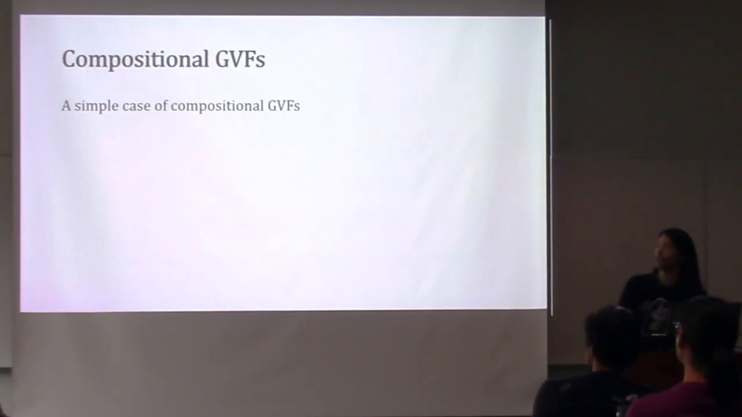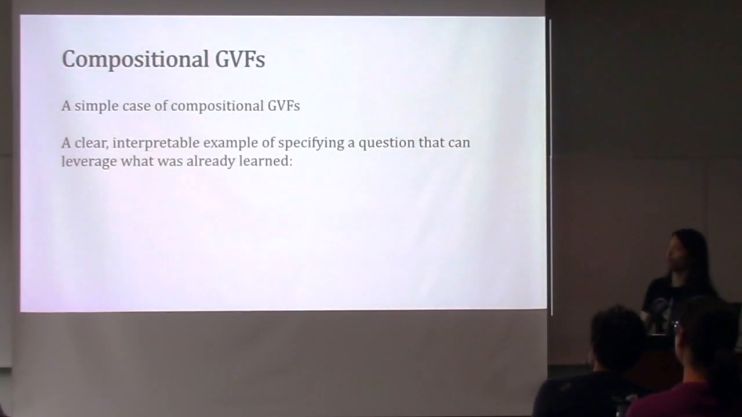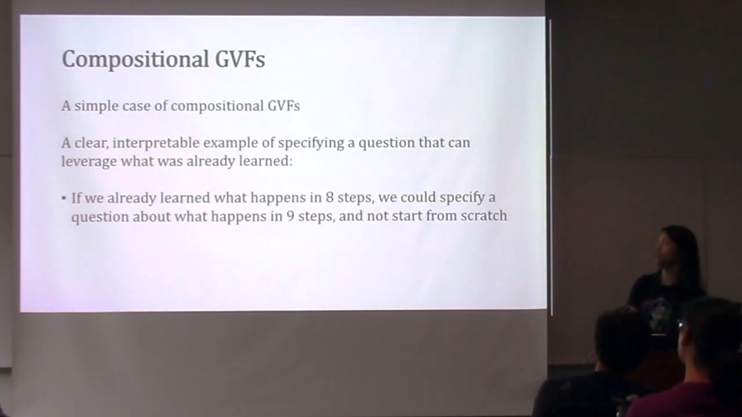And this is also a simple case of compositional GVFs, where the answer to what happens in 8 steps depends on the answer to what happens in 7 steps, and so forth. And it gives a clear interpretable example of being able to specify a question that can leverage what has already been learned. So for example, if you already know what happens in 8 steps, you can ask a question about what happens in 9 steps and not have to start from scratch.